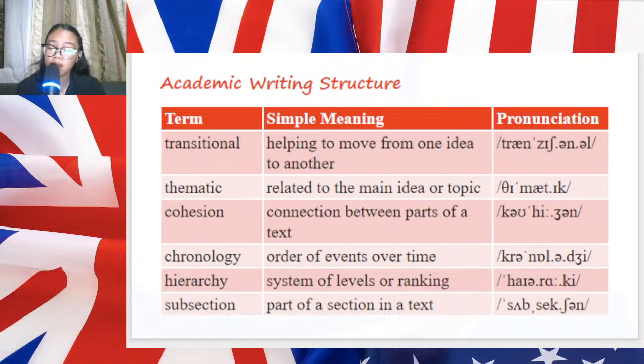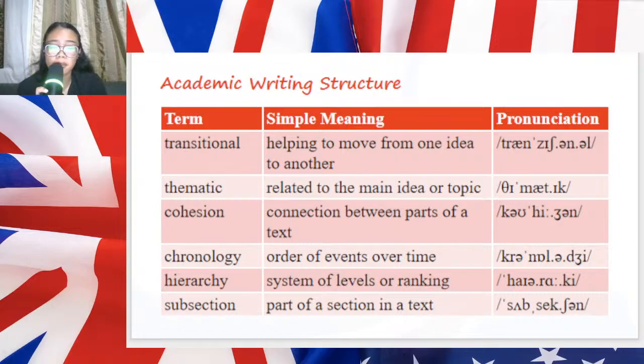Pronunciation wise, let's start over. We have hi with a short vowel sound, ra with a short vowel sound, and ki with no vowel sound. So that's hierarchy. Again, hierarchy. The stress is on the first syllable. Okay, hierarchy.